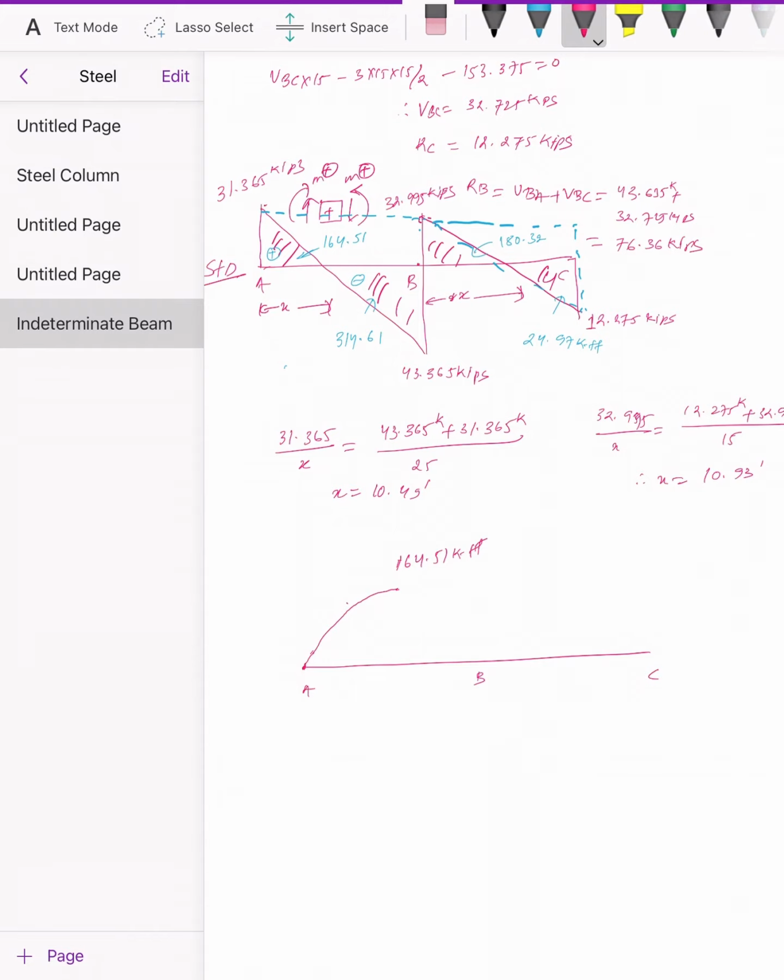And from here, what's the slope? It is increasing, right? It's 0 there and it's increasing. Slope is 0 here and it's increasing. Sorry, let me draw nicely. The slope is decreasing, maximum decreasing 164, and from here the slope is increasing to this point B. So this is support B.